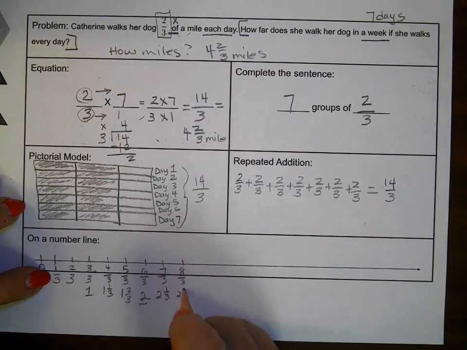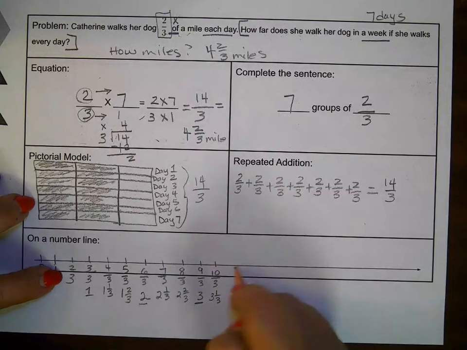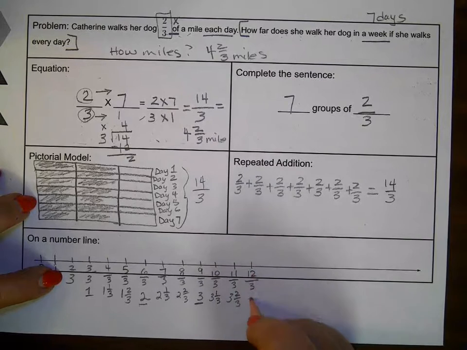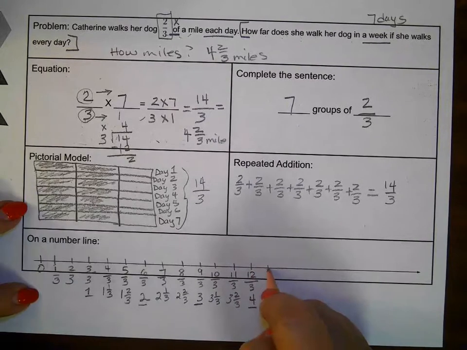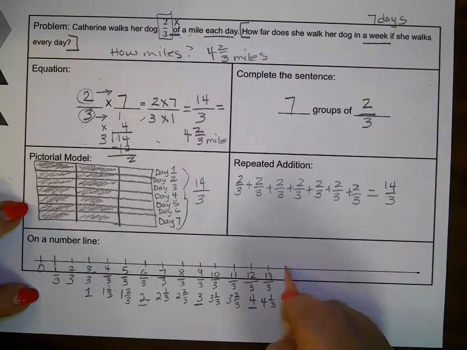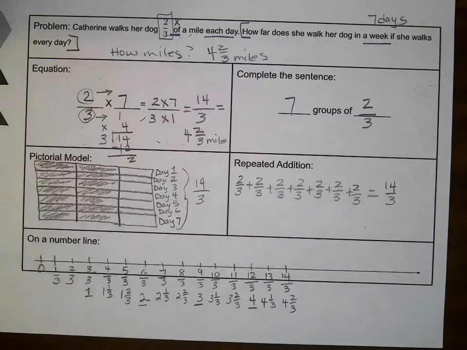is going to be 2 2/3. 9 thirds, which is 3 wholes. Now I'm at 10 thirds, which is 3 1/3. 11 thirds, which is 3 2/3. 12 thirds, which is now 4 wholes. 13 thirds, which is now 4 1/3. 14 thirds is now at 4 2/3. So now we've got its simplified fraction.